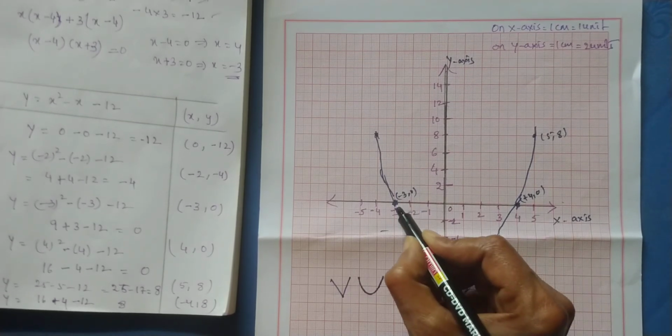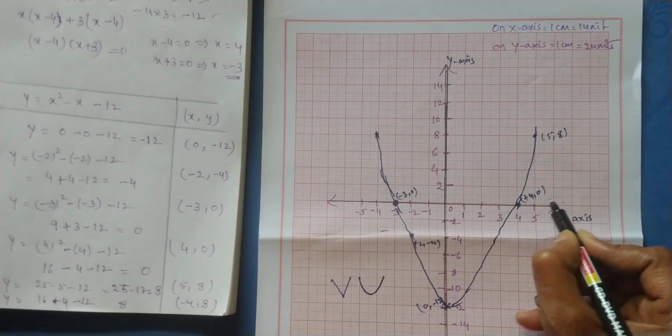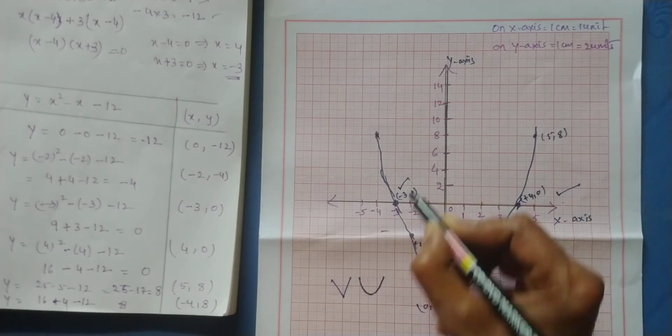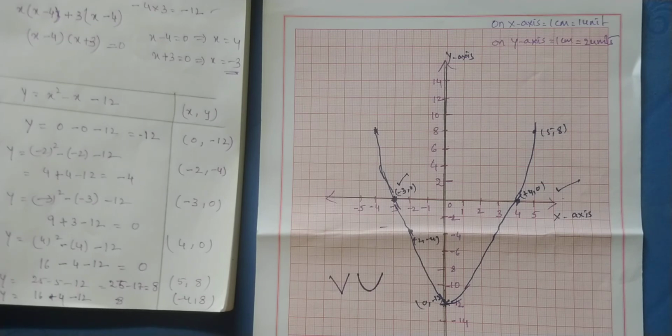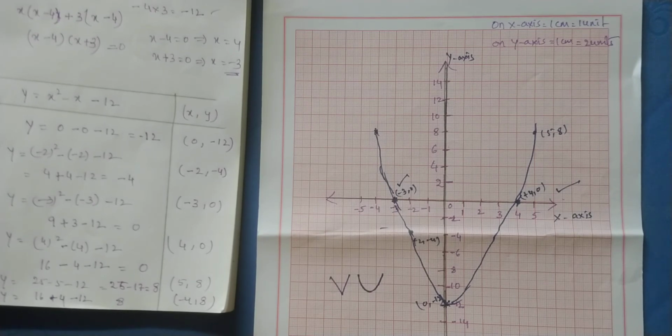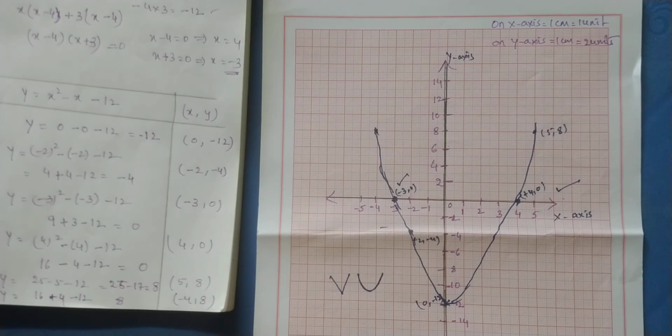So it is intersecting at -3, 0 and 4, 0. These are very, very important positions in the graph. Where the graph intersects the x-axis is very, very important for us. Okay friends, I hope you understood.